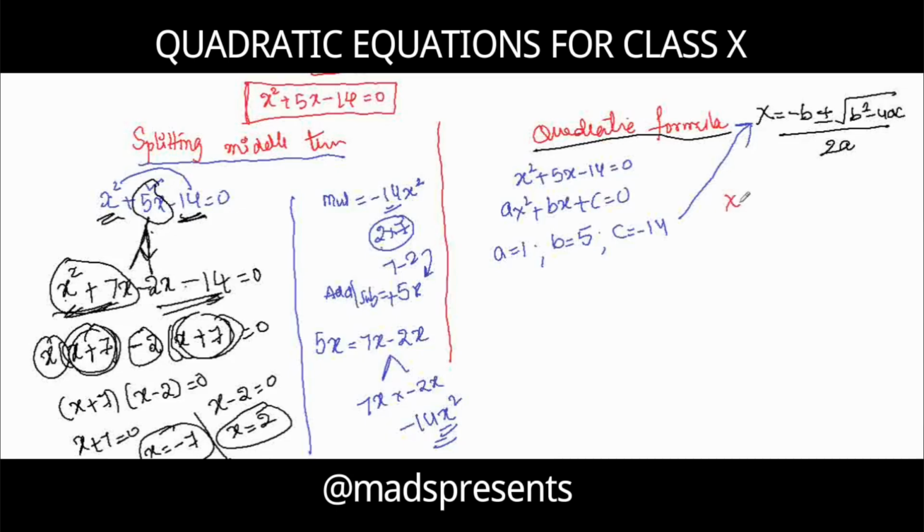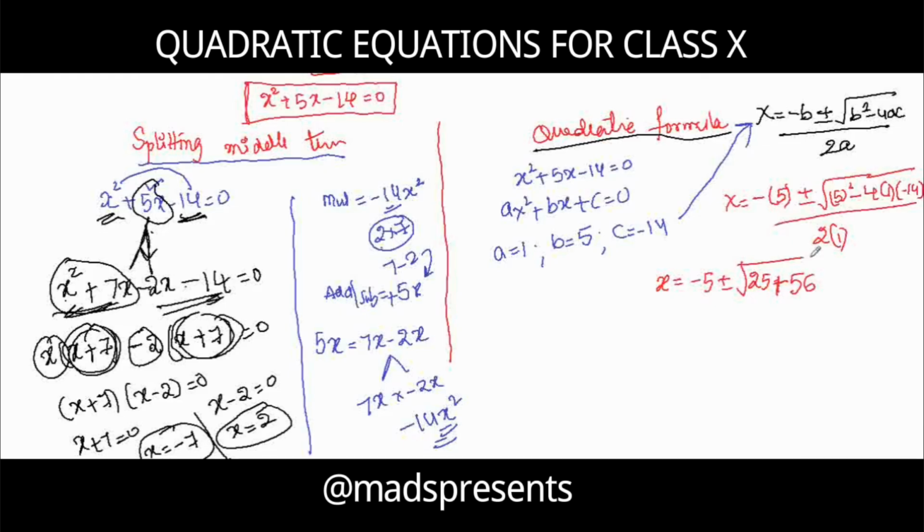You get x is equal to minus b, and b is 5. Plus or minus under root b square, which means 5 square, minus 4, a is 1, c is minus 14, by 2a, which is 2 into 1. That's it. I substituted the a, b, c values. Then the next step is simply solving. We got x is equal to minus 5 plus or minus under root 5 square is 25 minus 4 ones are 4, and minus into minus becomes plus, so 4 times 14.